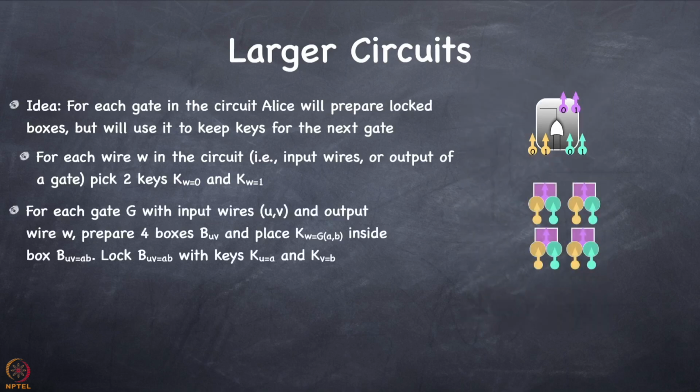Okay, let's just look at one gate. For each gate, Alice will prepare these 4 boxes, as before, except for what she puts inside the box. The box labeled UV kind of corresponds to... I'm calling UV the input wires, and W the output wire.